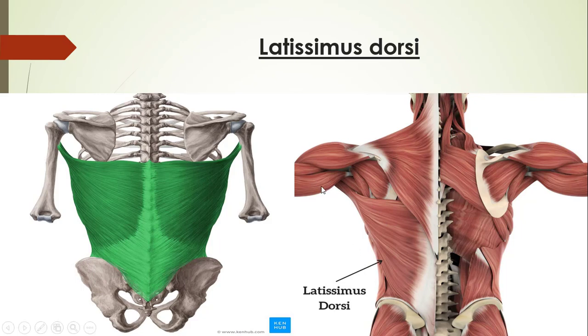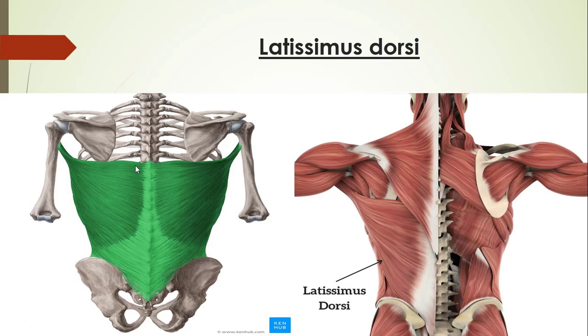It extends, adducts, and medially rotates the humerus. It can also depress the shoulder, preventing its upward movement. So that's the type of movement, and the shape we've said is flat, triangular, and it tapers as it ascends to a narrow tendon that inserts to the anterior superior surface of the humerus. Now, where is the position? It's positioned in the lower portion of the back.